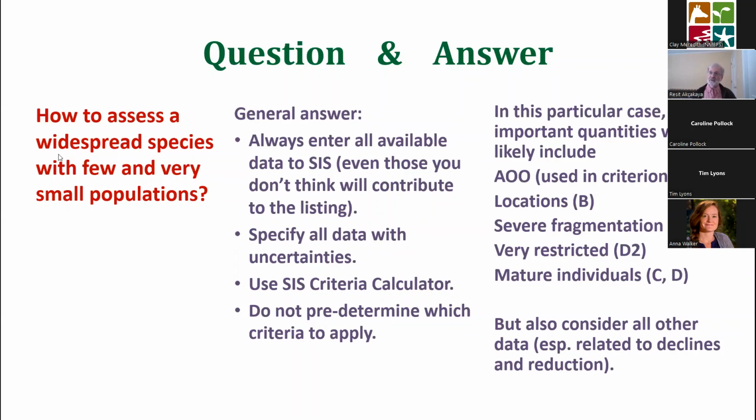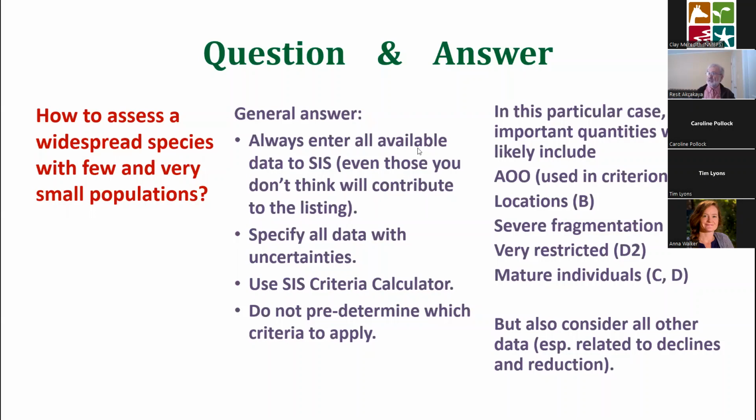Now, in this particular case of widespread species with few and small populations, the quantities that will probably come into play include things, of course, like area of occupancy, locations, number of locations, severe fragmentation, very restricted, which is criterion D2, and number of mature individuals. But it's also important in these cases to consider any evidence or information about declines. Did this species always have few and very small populations? If not, when did it get that way? Is it still declining? Are populations still being extirpated? So all of those go into the category of declines and reductions, and it's important to take those into account.